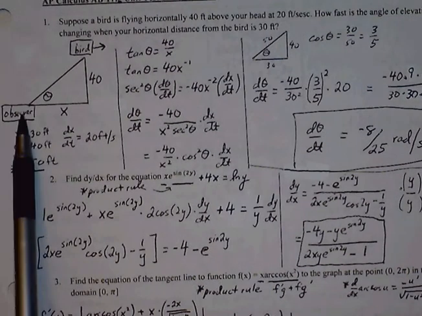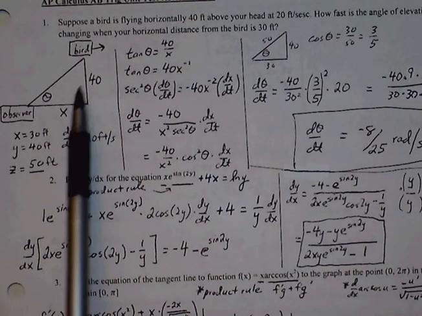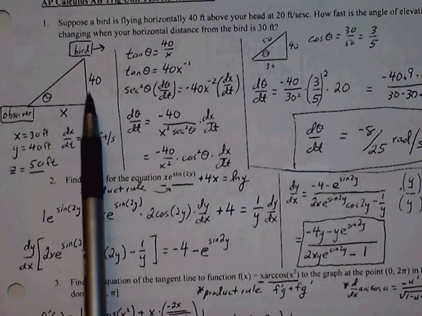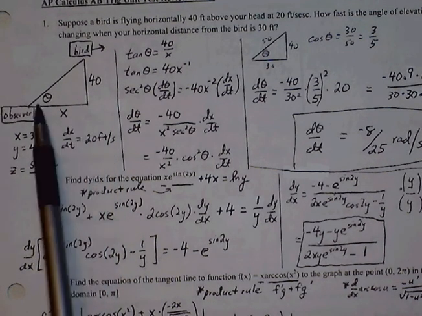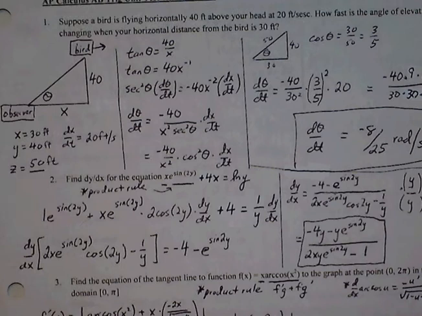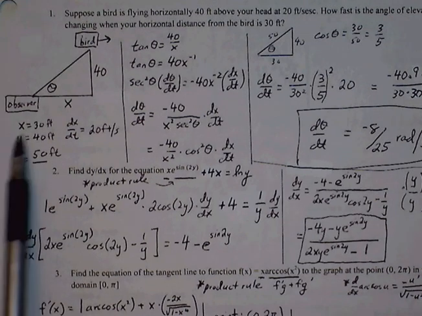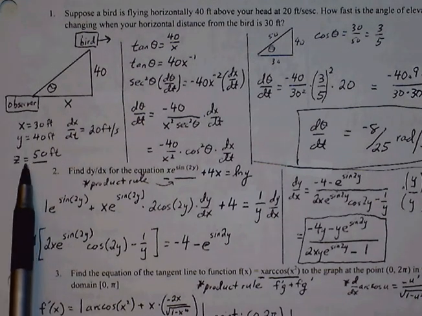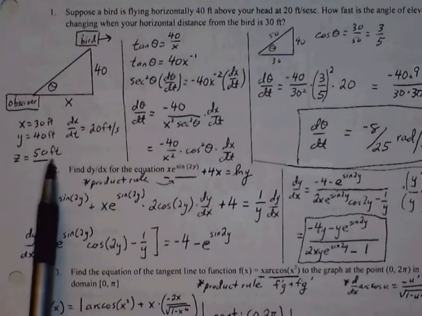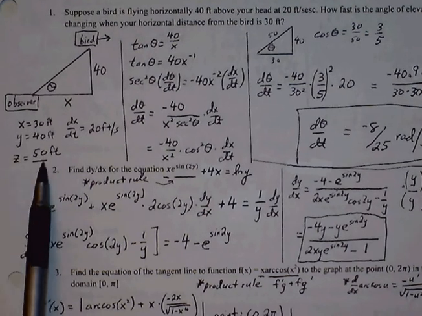So here's the person, the bird is flying away. The y value is staying constant at 40. We know x is changing, we know theta is changing. Okay, but at this moment in time, x is 30 feet, y is 40 feet, so at this moment in time, we can also use the Pythagorean theorem to find z, which is 50 feet.